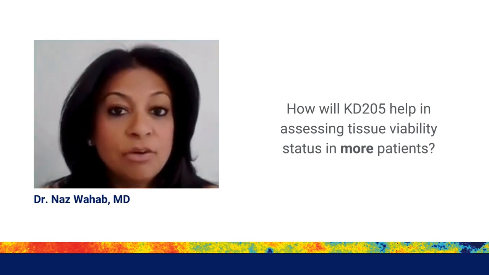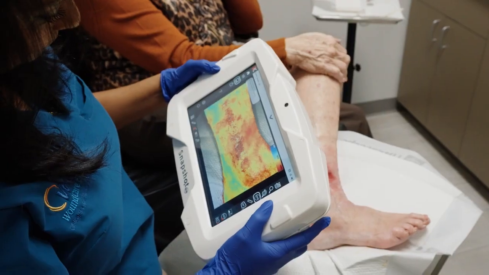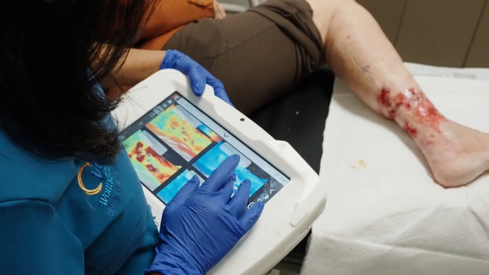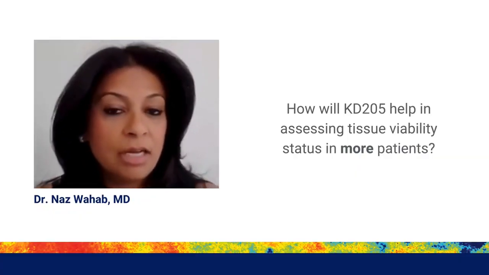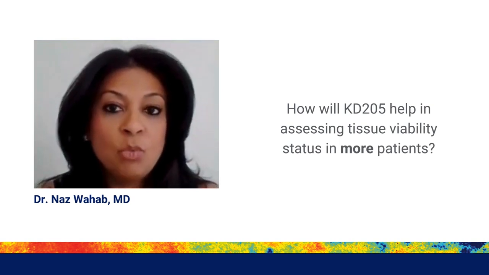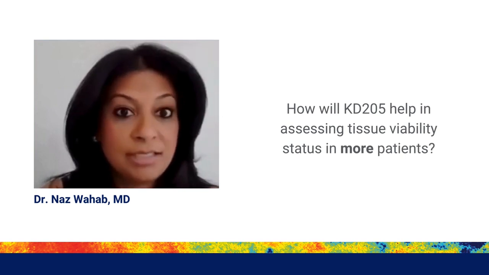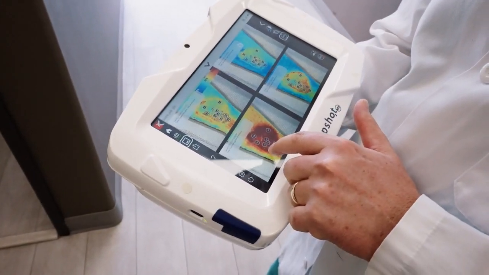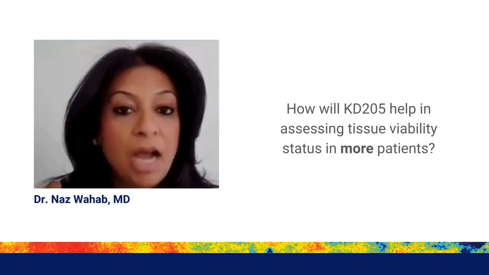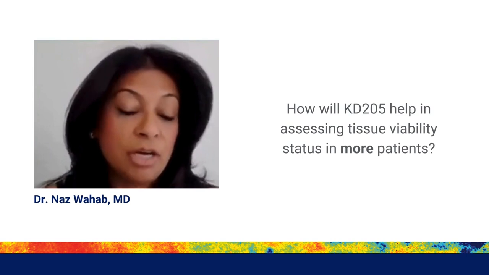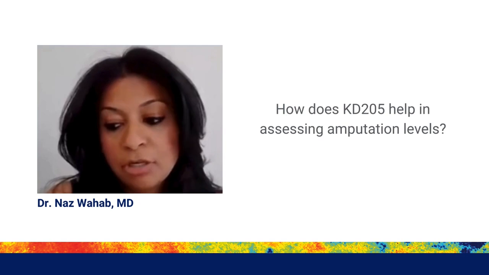So the newer algorithm of KD205 will help tremendously in my patient practice with the darker complected people, as myself. We struggled a bit before, and now I think with this newer technology, we're able to assess blood flow, assess tissue oxygenation, and also be able to more accurately see the hemoglobin and the oxygenated hemoglobin in these darker complected individuals.